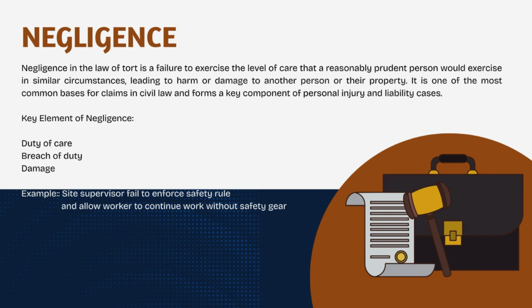My example is a site supervisor who failed to enforce safety rules and allowed workers to continue working without safety gear. As a result, a worker is struck by falling debris and suffers a head injury. That could have been prevented if they followed the safety procedure the company provides.